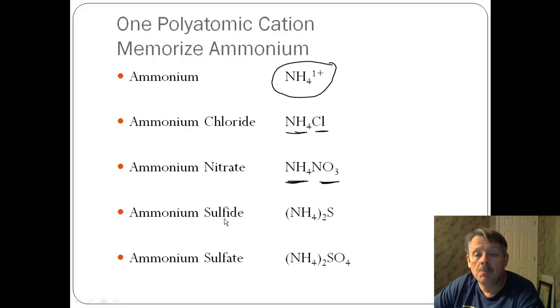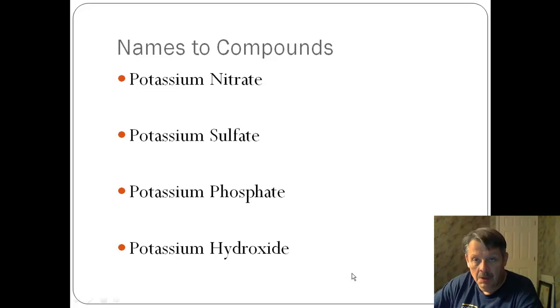But look at ammonium sulfide. Sulfur has a 2 minus charge, and ammonium has a 1 plus charge. So when I crisscross those numbers, I get ammonium 2, sulfur 1. So it's ammonium sulfide. And what about ammonium sulfate? Well, sulfate also has a 2 minus charge, and ammonium has a 1 plus charge. So when I crisscross those, I get ammonium 2, sulfate. Okay, so we've ignored subscripts pretty much so far. But you need to be able to look at something and crisscross the numbers.